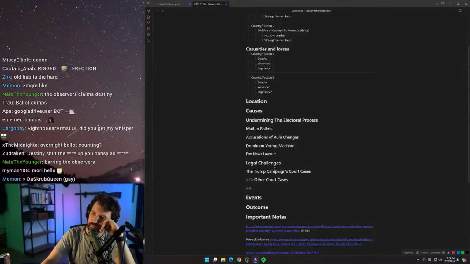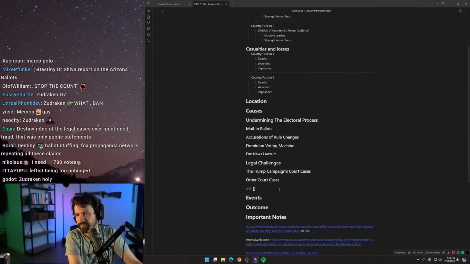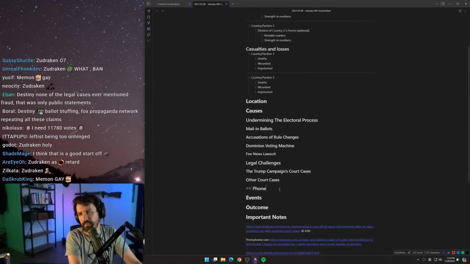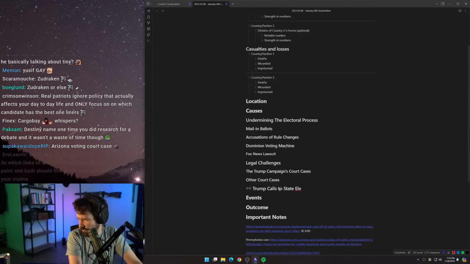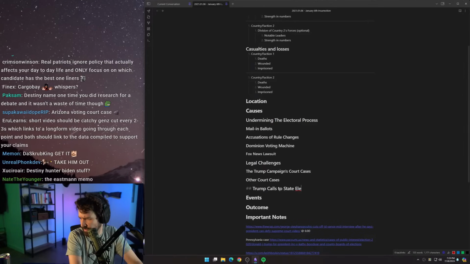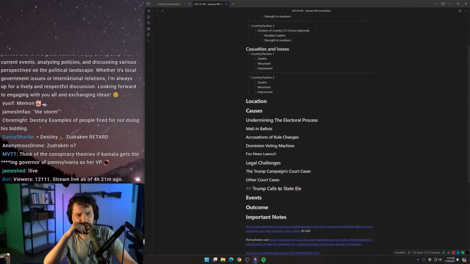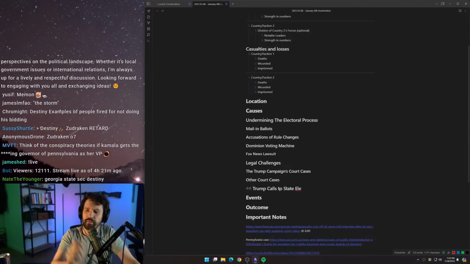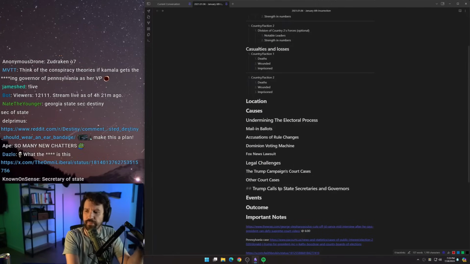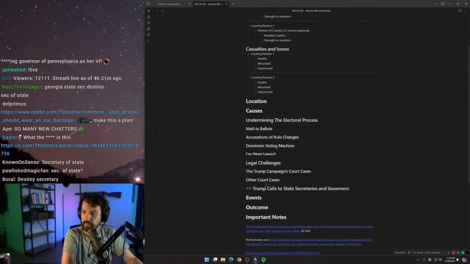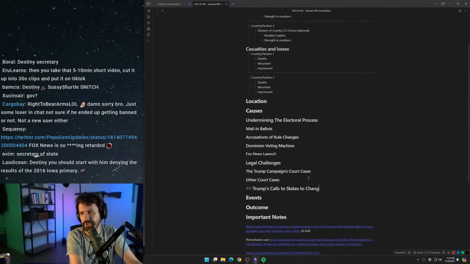Trump campaign's court cases and other court cases. This is our legal challenge part. We've got Trump calls to state, what are they called? The electoral board leaders? It's like their state's elections commissioner, or what's the name? What's the title I'm looking for? We've got Trump's calls to state secretaries and governors. How about, we'll just say Trump's calls to states to change votes.